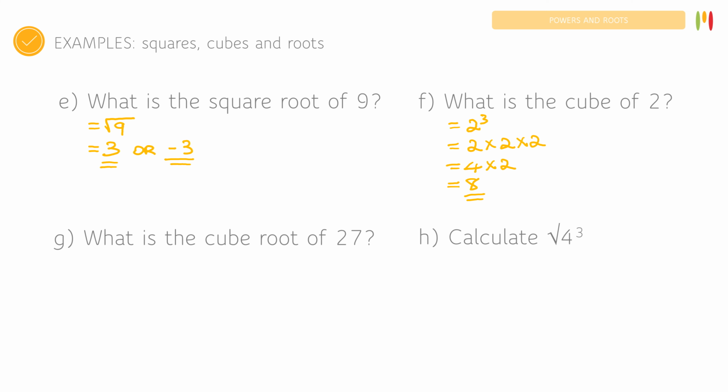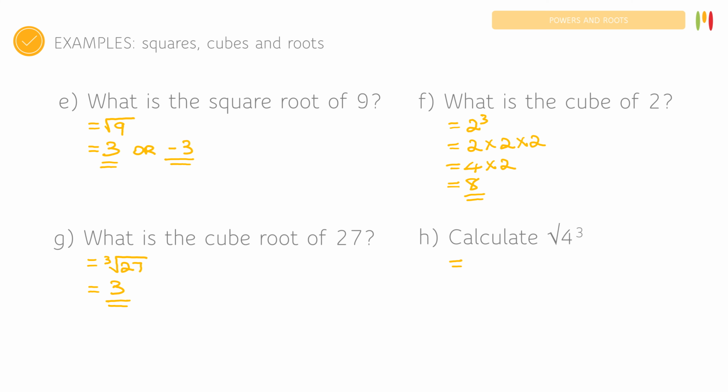For question G, we need to find the cube root of 27. We know 3 times 3 times 3 is 27. So the cube root of 27 is simply 3. On to the last question now. Calculate the square root of 4 cubed. Let's do 4 cubed first.